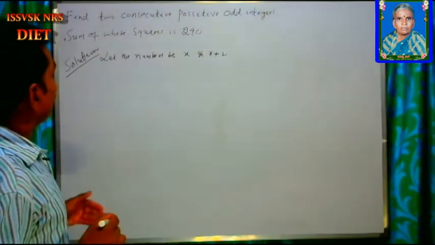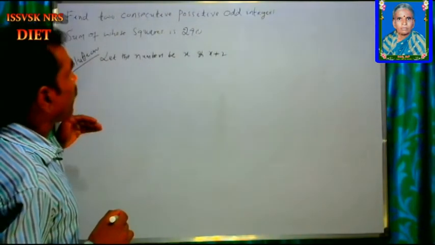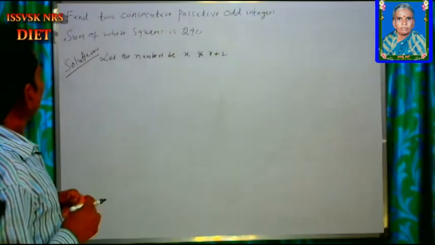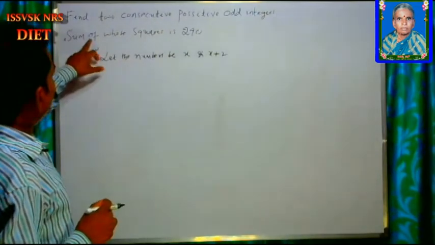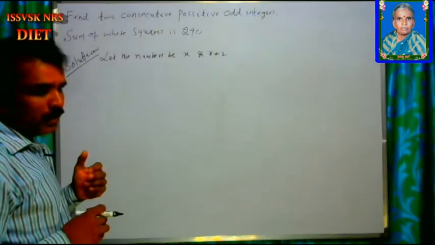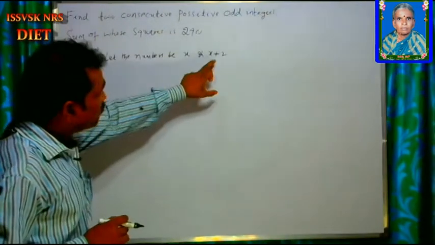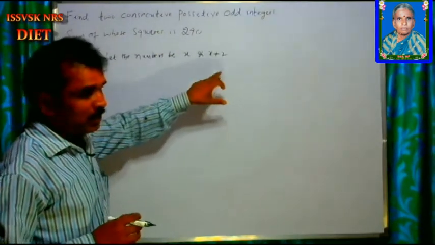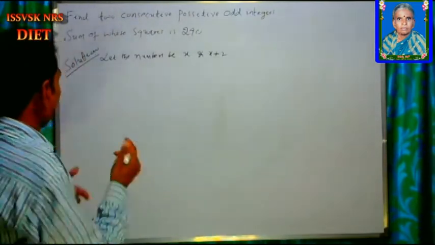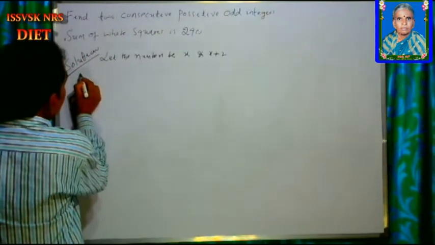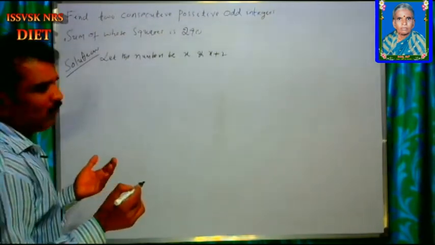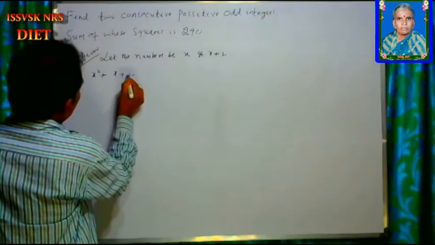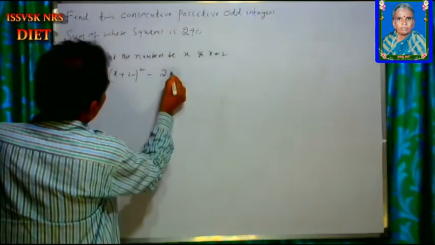Since the required numbers are consecutive positive odd integers, let the numbers be x and x plus 2. You just observe the problem: the sum of whose squares is 290. This means the sum of the squares of these two numbers, x and x plus 2, is equal to 290. Therefore, according to the given, x square plus (x plus 2) whole square is equal to 290.